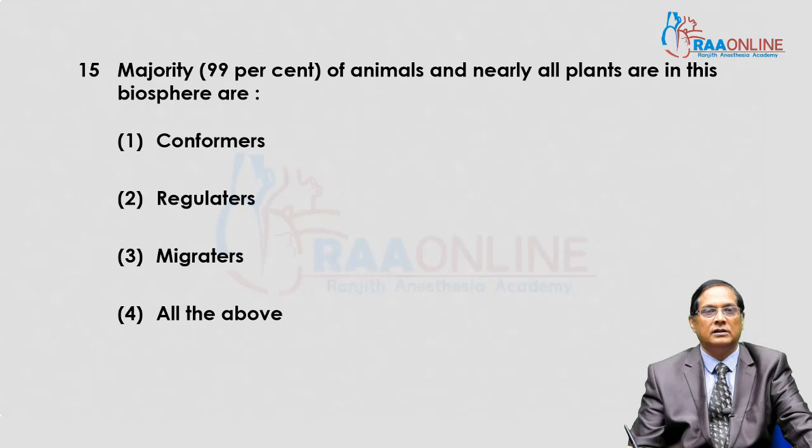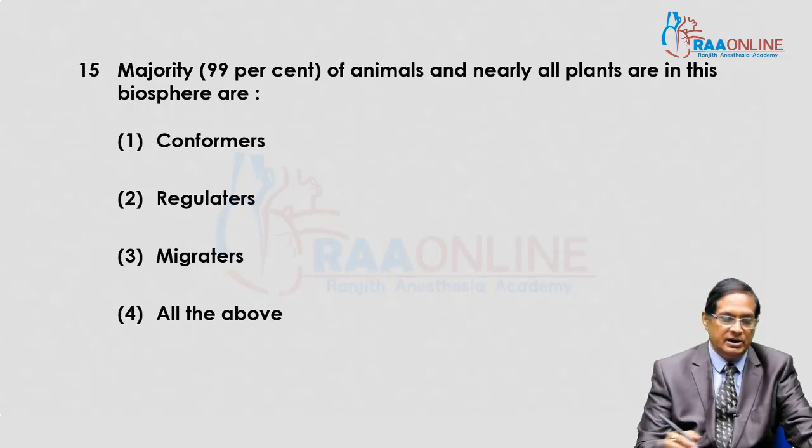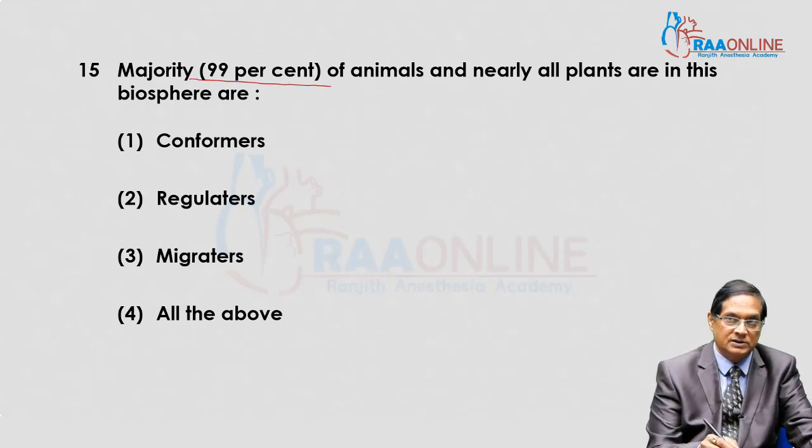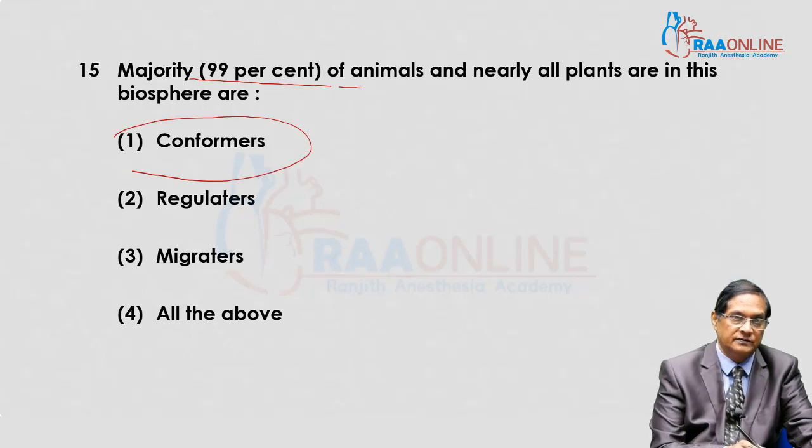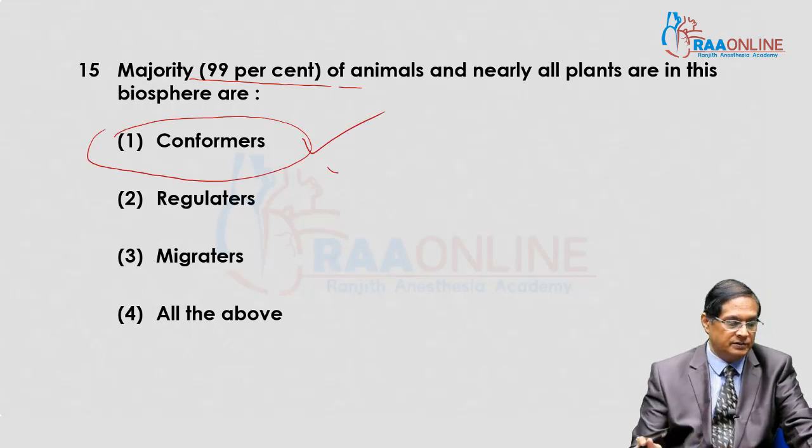Question 15. Majority are 99%. It is already explained in the first question, that is they are conformers.